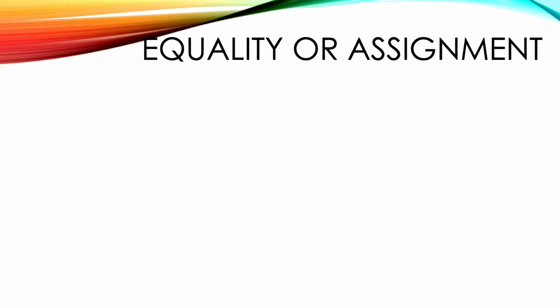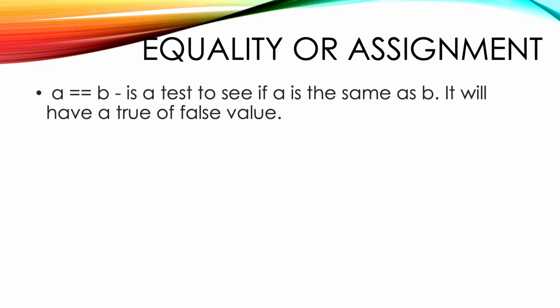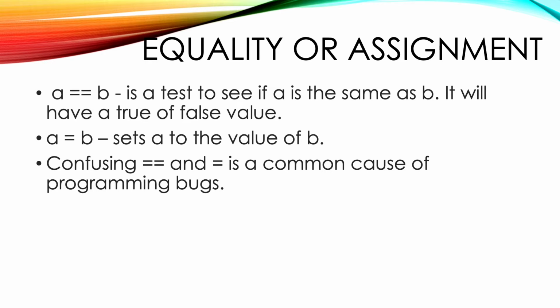In JavaScript and many other programming languages, two equal signs means we're testing for equality, whereas a single equal sign means we're assigning a value to the variable on the left of the equal sign. Despite looking similar, they're not the same at all, and this is a common cause of bugs in code.